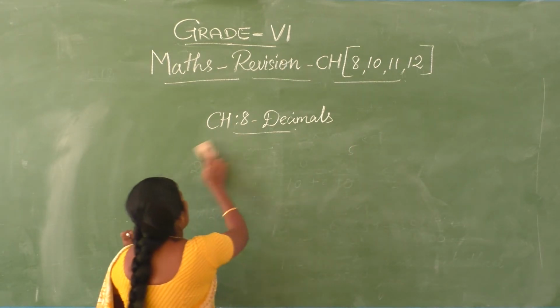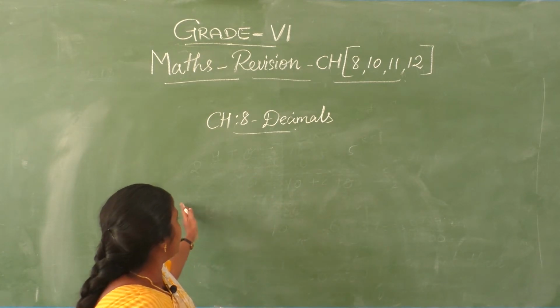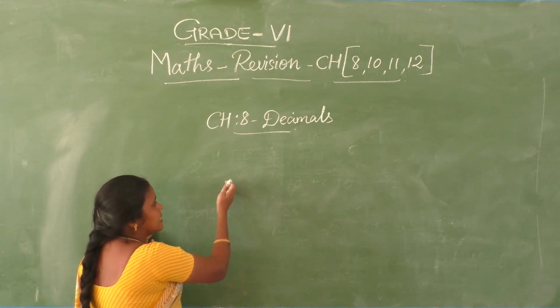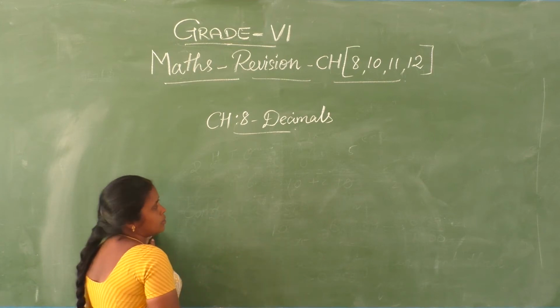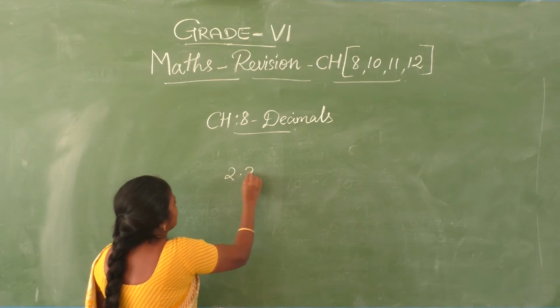Then after that, what did you see in this topic? Decimal to fraction, fraction to decimal and all, you know. Then related to that, addition and subtraction you have seen. Yes or no? Based on that, word problems also you have seen. I am just taking 1 or 2 sums here.